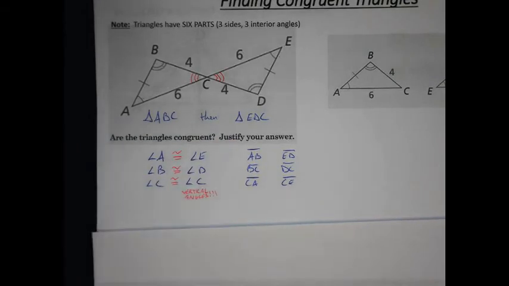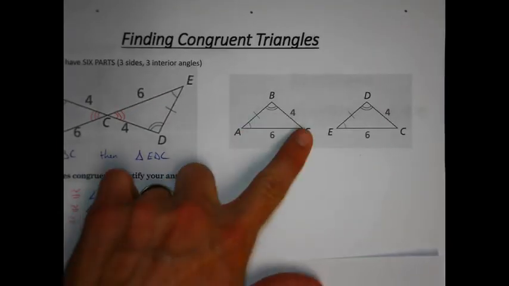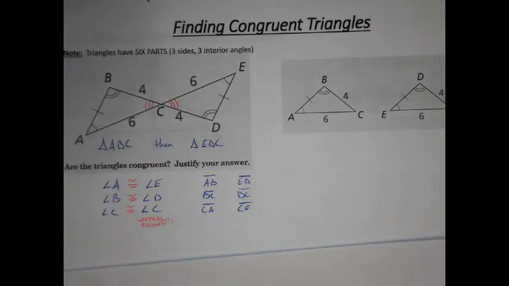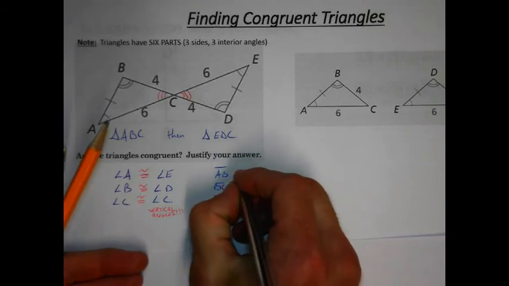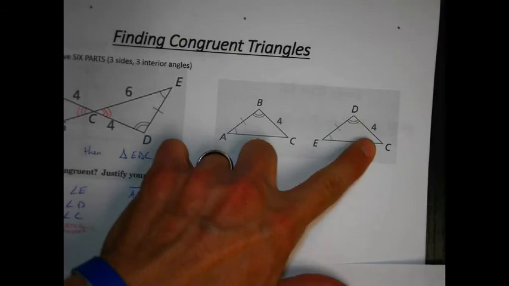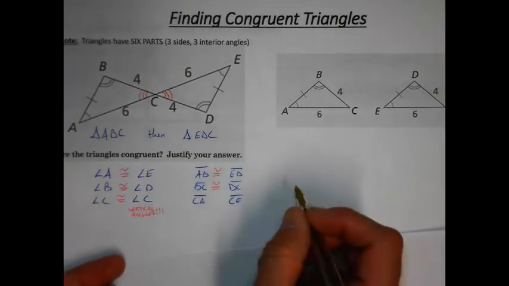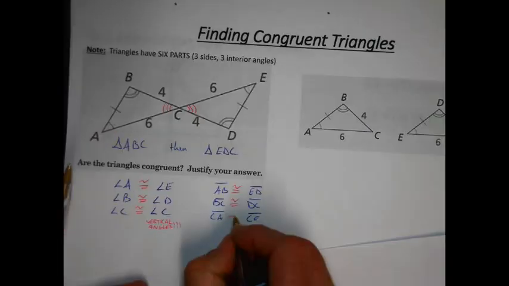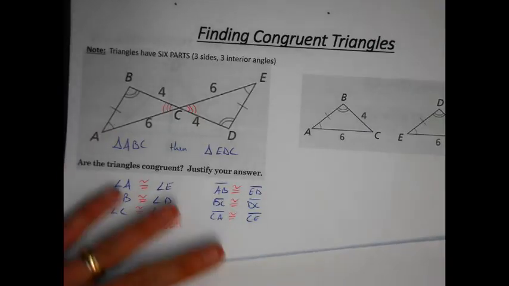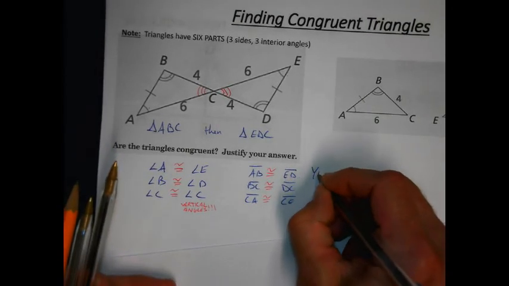Anyhow, how about the segments AB and ED? Well, let's take a look. AB and ED, one hash mark, totally congruent. Now we have BC and DC. Are they congruent? Yeah, they're both 4, right? So they're 4 units, congruent, and CA is 6, CE is 6, congruent. Same size, same shape. So guess what? We have congruent figures. Are the triangles congruent? Yes. Justify your answer. We just did. So the answer is yes. And how?